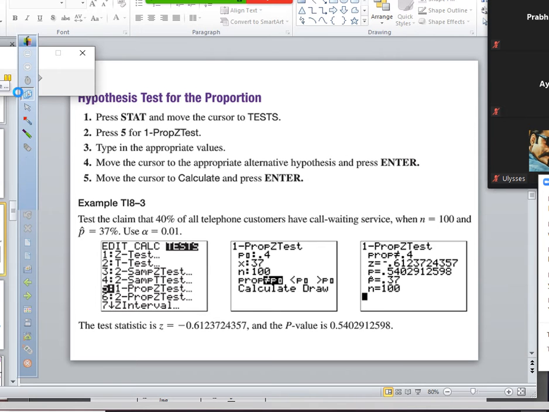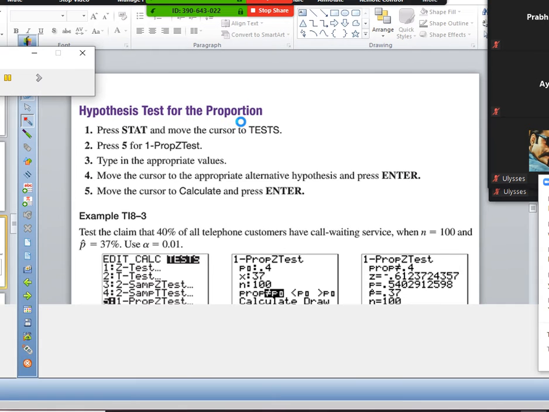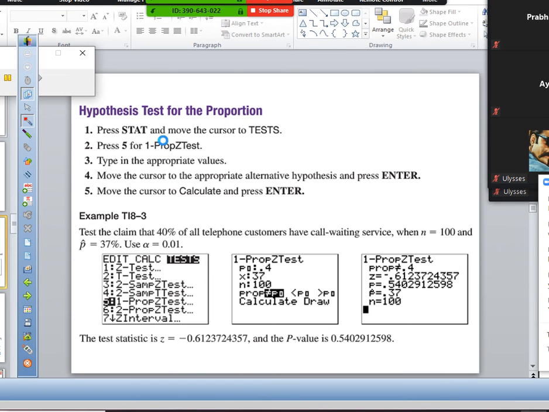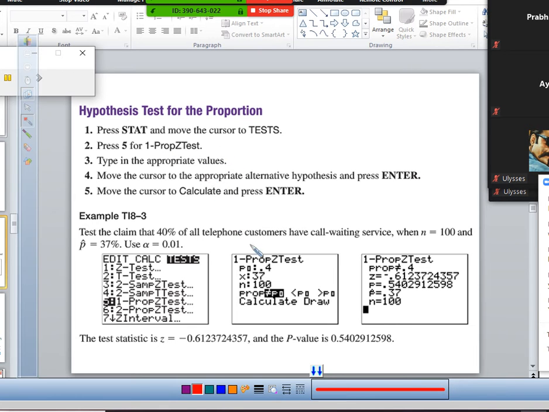All right, so hypothesis test for proportions. You're going to hit stat and go to tests, and then down to 1-PropZTest, the proportion test, and then type in the appropriate values. So it's going to be right here. It'll give you this, and you're going to put in p naught. Again, this is from your claim, right? Whatever you have in your claim is your p naught.